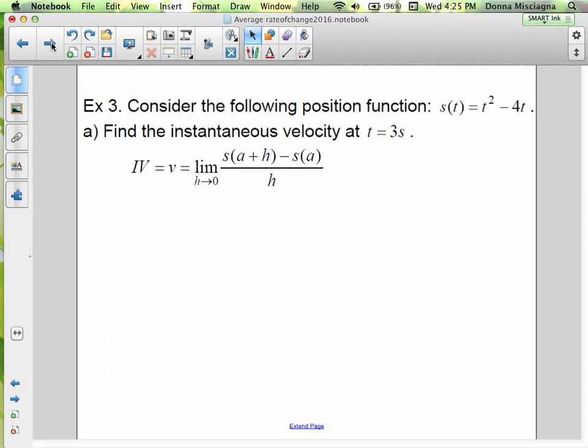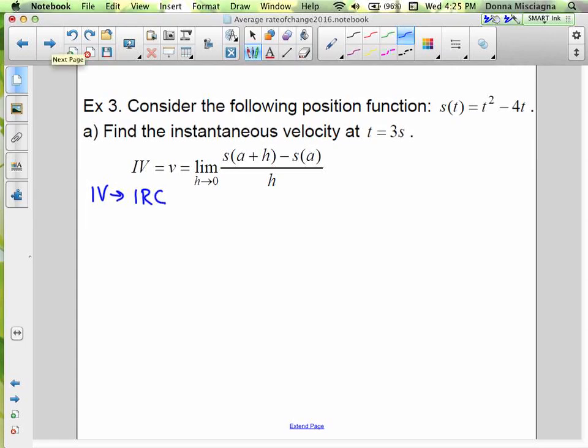All right, so consider the following position function. s of t equals t squared minus 4t. And we're going to find the instantaneous velocity at t equals 3 seconds. And this, I believe, is in your notes. All right, so to find that instantaneous velocity is the same as instantaneous rate of change, because velocity is a rate of change in position.